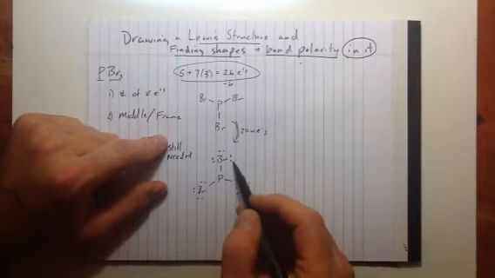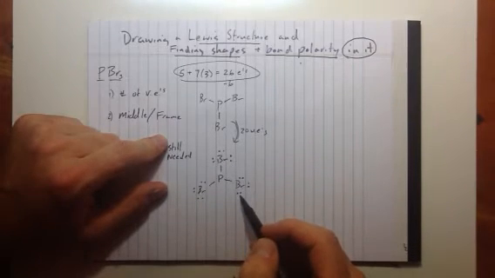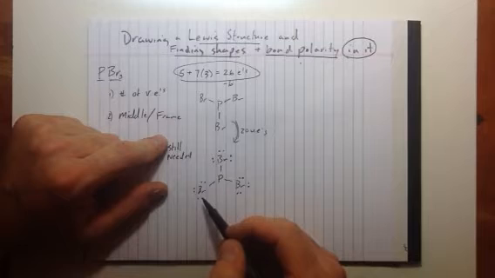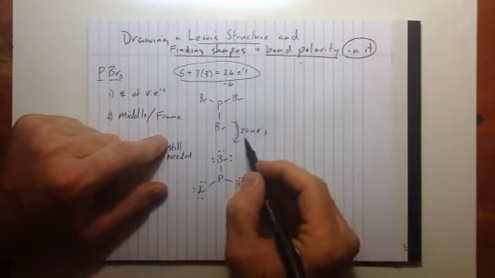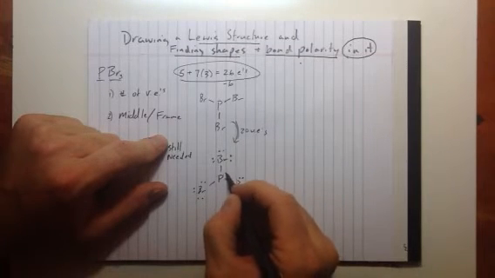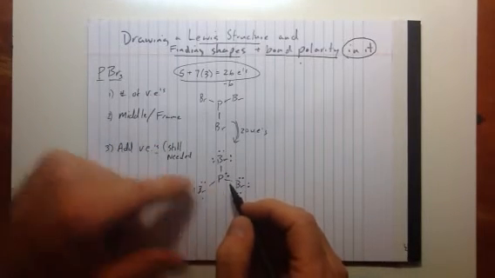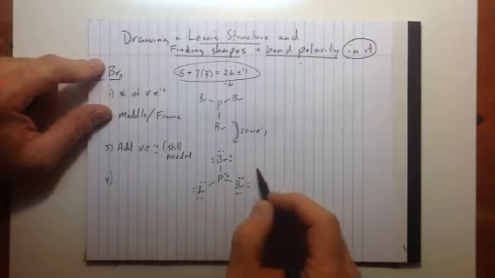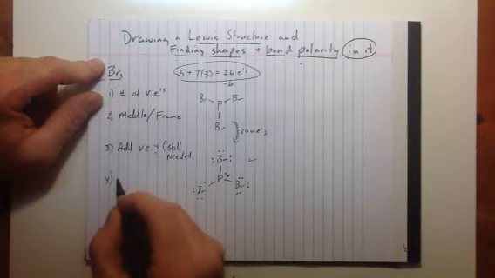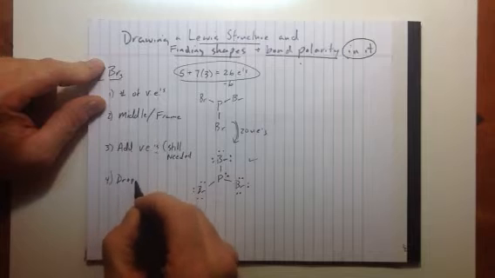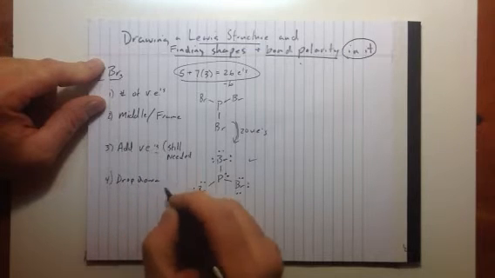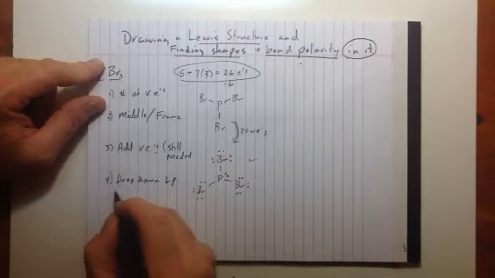But we haven't added enough. We've added 6, 12, and 18, but we have to add 2 more. So we're going to put those on there. Only element we can add and we can put it on is the phosphorus. So we've finished step 3. Now step 4 says this. Drop down lone pair electrons if needed.